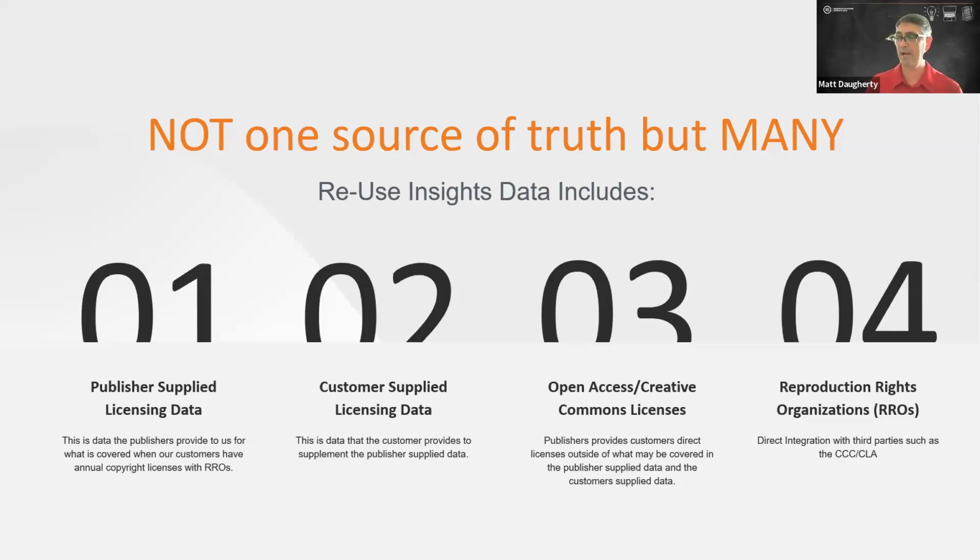The third is open access and Creative Commons licenses. And this is really where this tool stands apart from everything else that's available out there. So again, with our relationships directly with the publishers, we're able to take articles and other types of documents that are available via open access with that Creative Commons license and let your users know how it can be reused in a copyright compliant manner. And again, this is very specific to the Reuse Insights tool and something that helps us to stand apart from other tools that may be available to you.